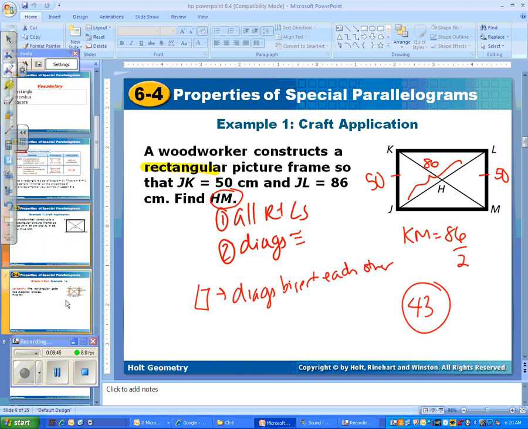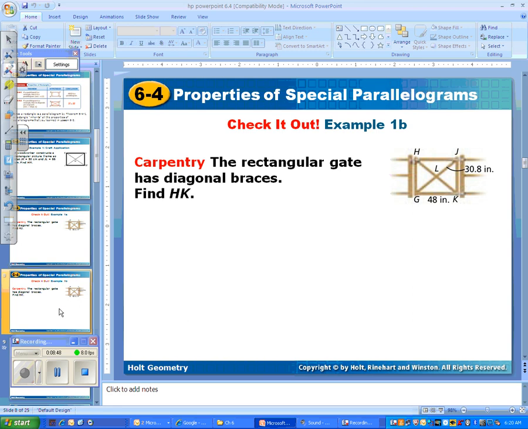All right. The first questions are very, very basic. Okay, so let's look at this one. Again, the key word, we're talking about a rectangle. They tell you that this part of the diagonal is LJ. So that means because the diagonals are congruent, this part will be 30.8, this part will be 30.8, this part will be 30.8, and this part will be 30.8. They want you to find HK. Notice HK is an entire diagonal. So what you're going to do is take 30.8 and multiply it by 2, and that'll get you your answer.